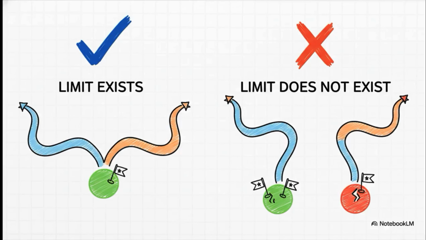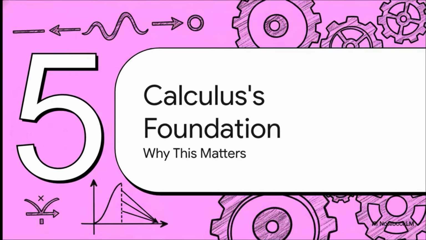For an overall limit to exist, the left-hand limit and the right-hand limit must be the same. Since our journey from the left ends at 0 and our journey from the right ends at 1, they don't agree. So in this case, the limit simply does not exist. End of story. So we've looked at approaching, we've looked at missing points, and we've looked at these different paths.